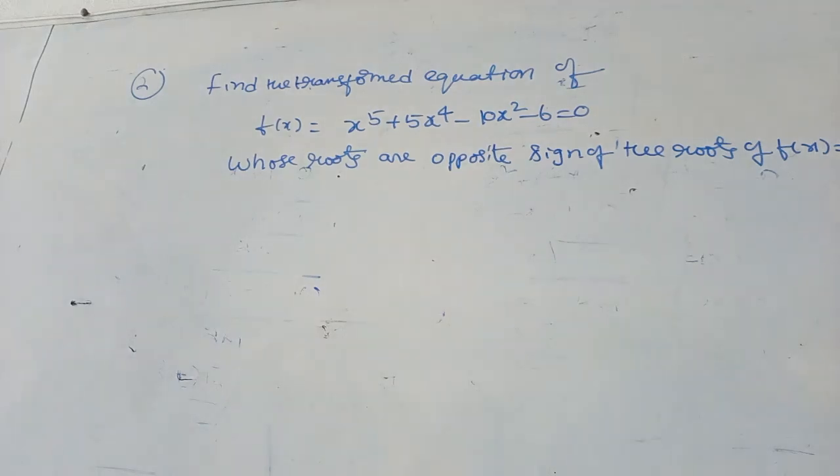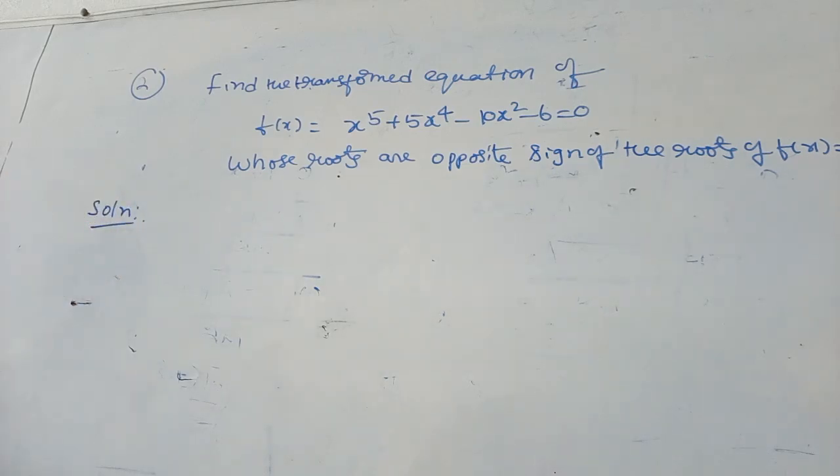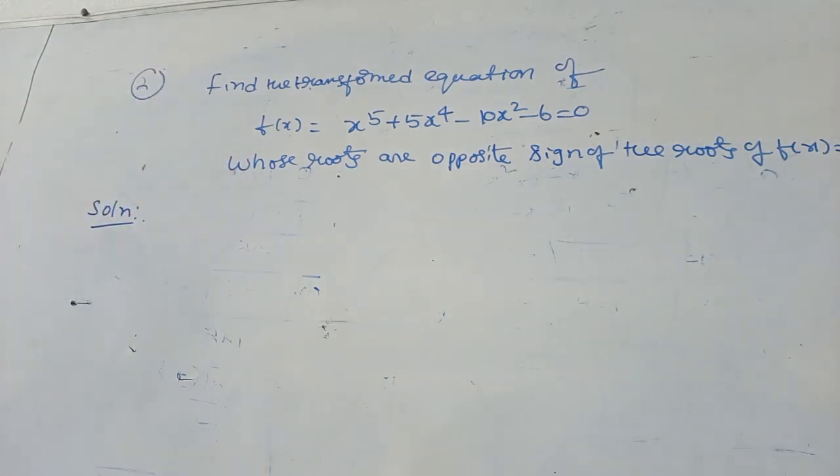Of the roots of f of x is equal to 0. You are having like this. Now you see, my dear students, how you will do this type of particular problem. Here they are given f of x is equal to, this is the equation. Now the problem they are asking is, find the transformed equation whose roots are opposite sign of the roots of f of x is equal to 0.